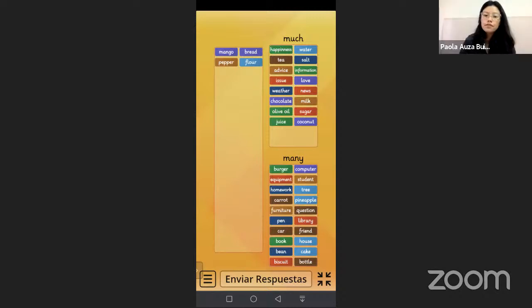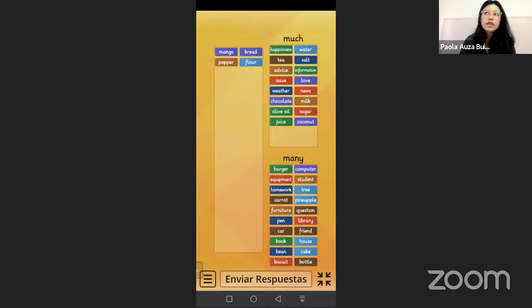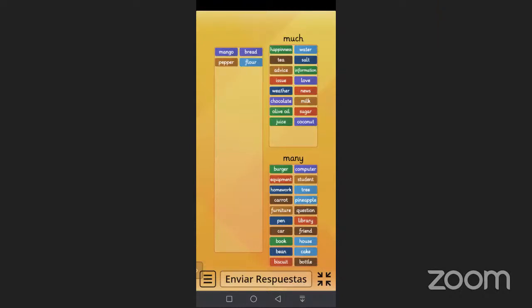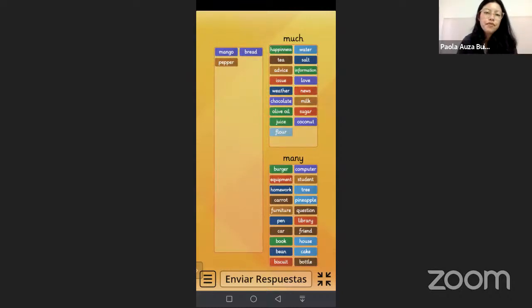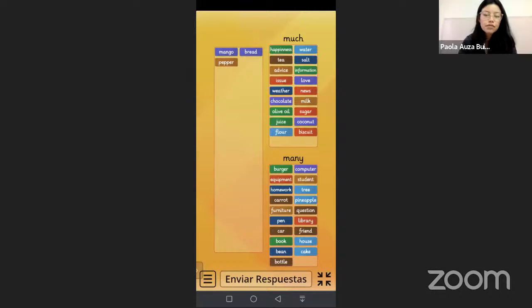Can you count flour? I think we need the word cup of flour to be many. Can you say one flour, two flour, three flour, or do you say a pound or a kilo of flour, a cup of flour? Yes. So it's uncountable. Biscuit maybe much too. Yeah, it could be.